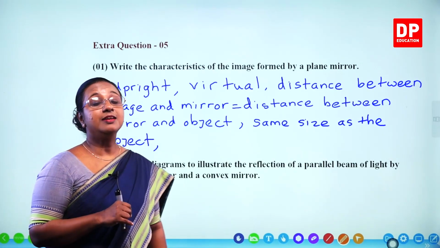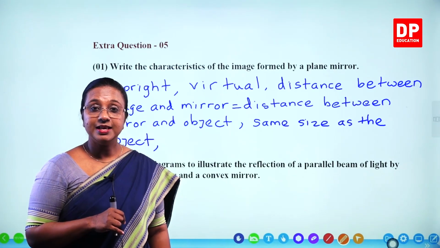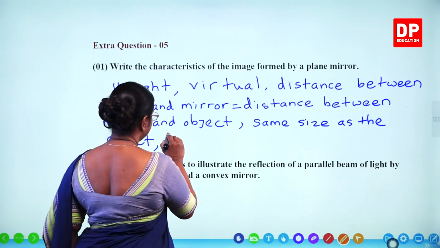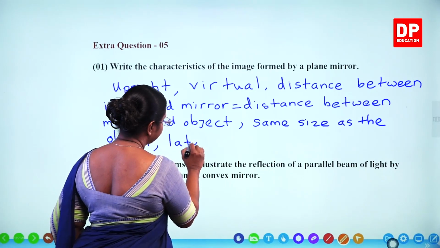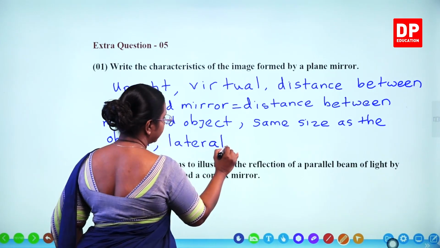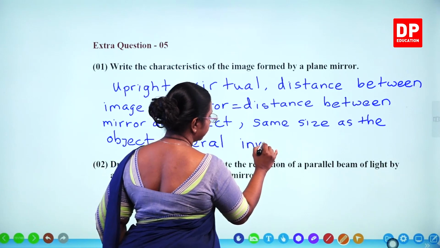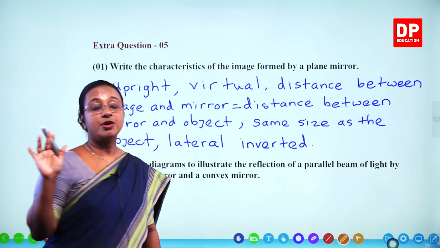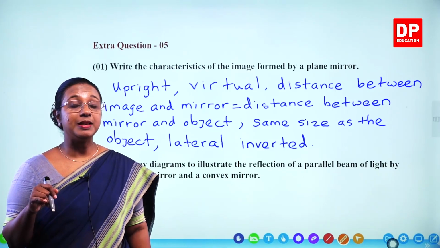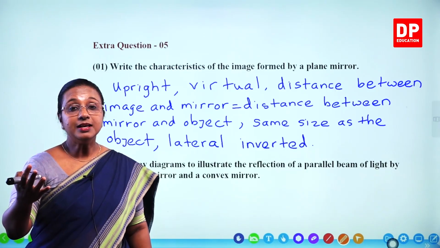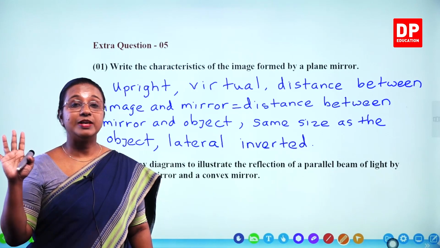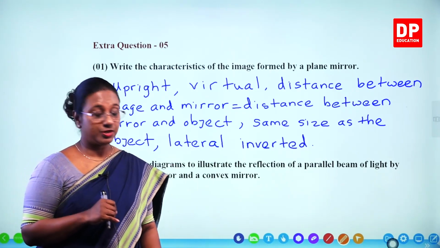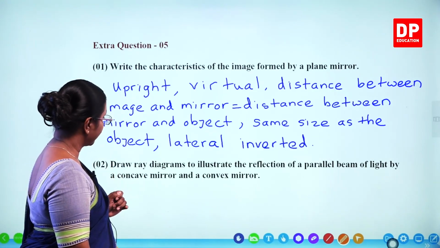We need to write one more. What is that? It is laterally inverted. You know what? Laterally inverted. If you raise your right hand in front of the mirror, plane mirror, the left hand of the image will be raised. So that is lateral inversion. What is the next one?